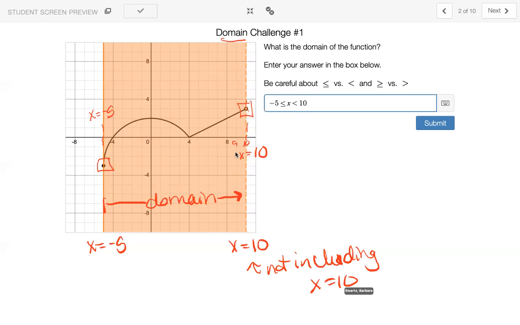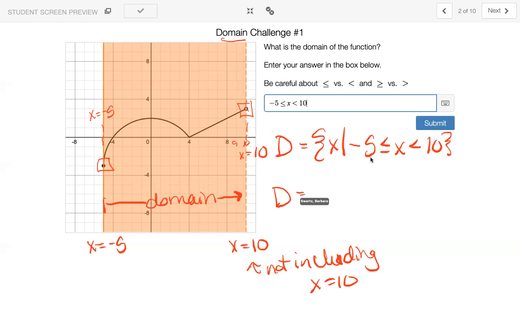So this is our set notation if we're thinking about it, or our inequality. If you wanted to write it in actual set notation, you could write it as -5 less than or equal to x less than 10. The set of all x such that, and then you keep going. Or, sorry, not x equals, what am I doing? Silly. D, domain, or you can say the domain goes from -5 to 10.